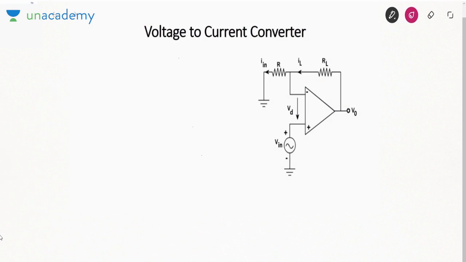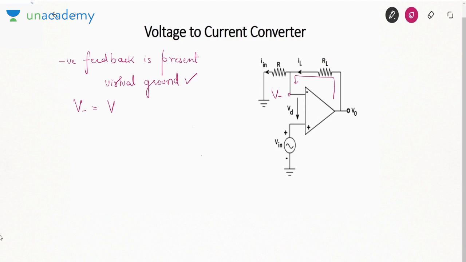The next circuit is called the voltage to current converter. So here we have to see that the load current IL should be proportional to the input voltage. Now see, there is negative feedback. When we see that negative feedback is present, we can apply the concept of virtual ground. In that case, the negative terminal voltage V minus should be equal to V plus, which is equal to Vin. If this is Vin, what is Iin? Iin is simply Vin minus 0 by R, or you can say Vin by R.